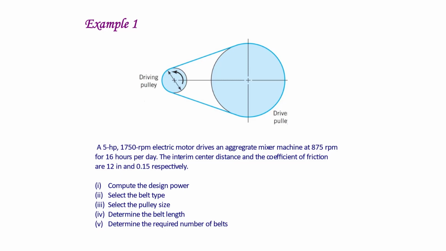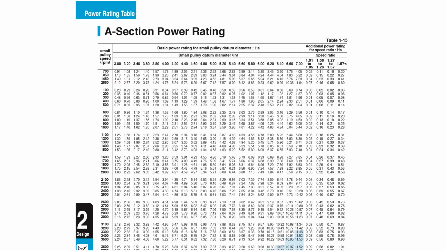If we refer to table 115 on page 11, they have all this basic power rating for one belt. If we look at this table, we have three columns here, which are small pulley speed in RPM, the basic power rating per belt, H_S, which is based on small pulley diameter in inch, and additional power rating H_A, which is based on the system speed ratio.